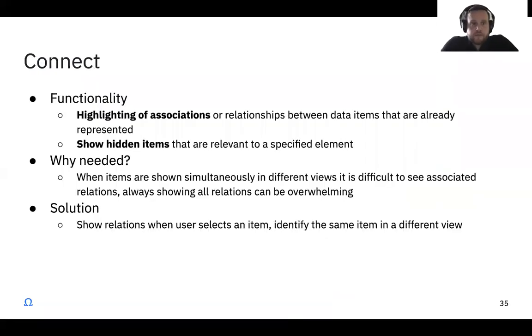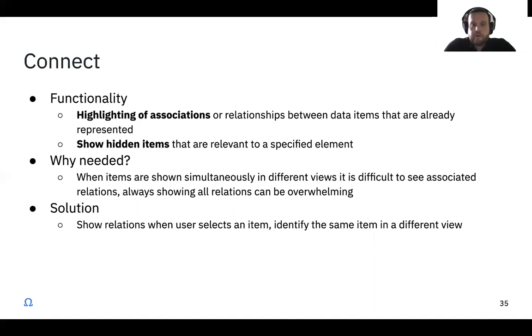Further, we have connect. Connect highlights or associates data items. It shows their relationships, those that are already represented on the screen, and it will also show hidden items that are relevant to a specified or selected element. So it always goes hand in hand with select. And connect is a functionality which is very useful in multi-view visualizations. And why is it needed? Because if you show items simultaneously in different views, it's very difficult to see associated relations.